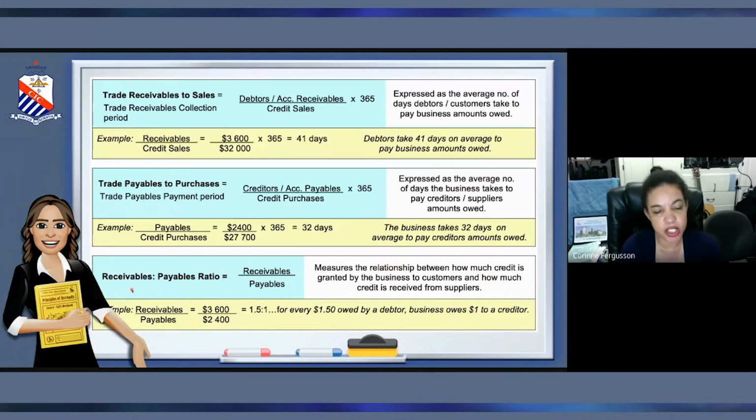And then the last one is a ratio that's not in the syllabus, but we will still bring it for your knowledge, to make you aware of it. It is where you compare your receivables to your payables. How much do we have to pay as opposed to how much we have to collect. So you do that little comparison in terms of that relationship.